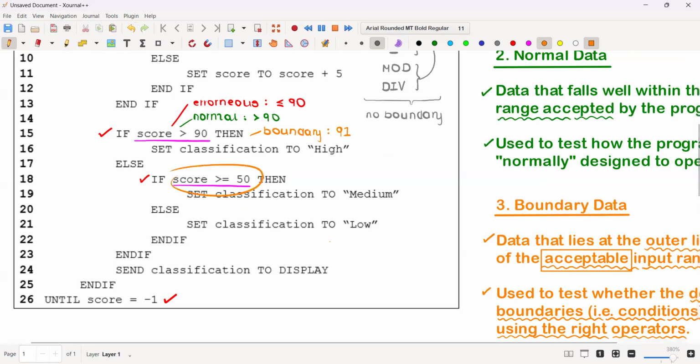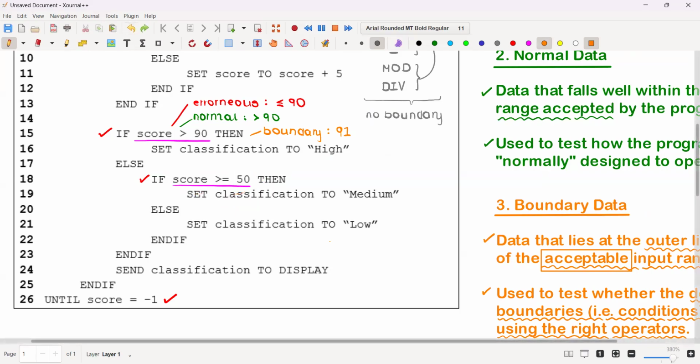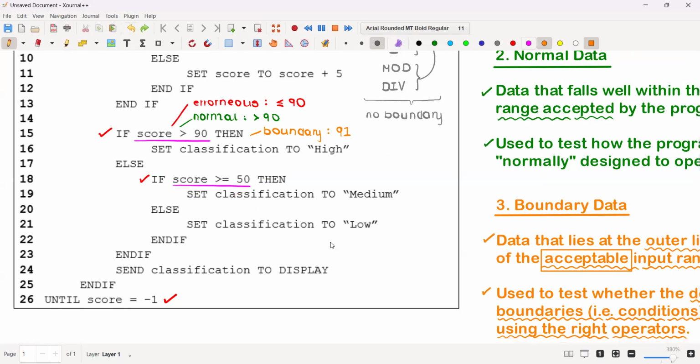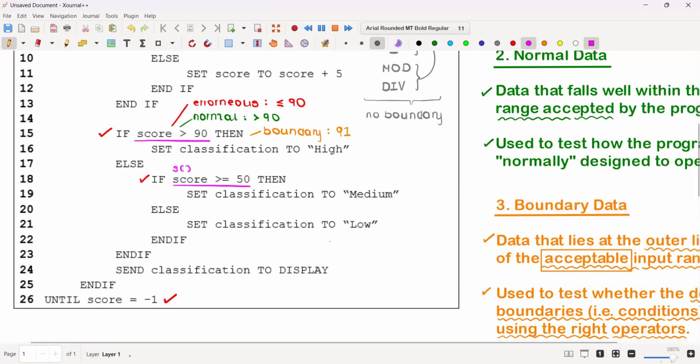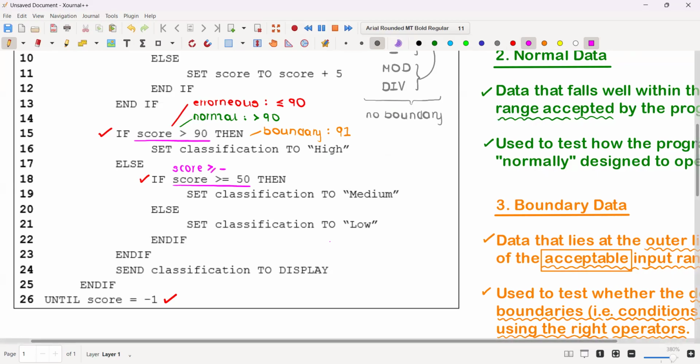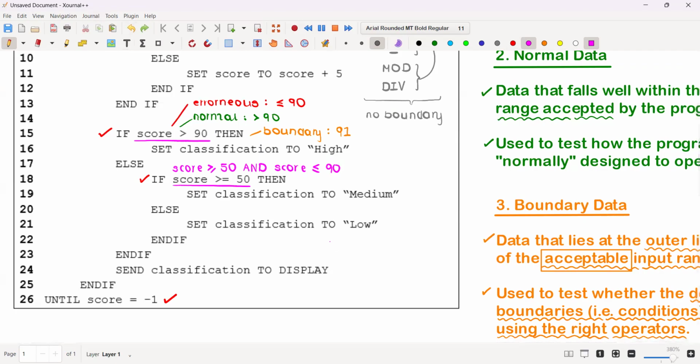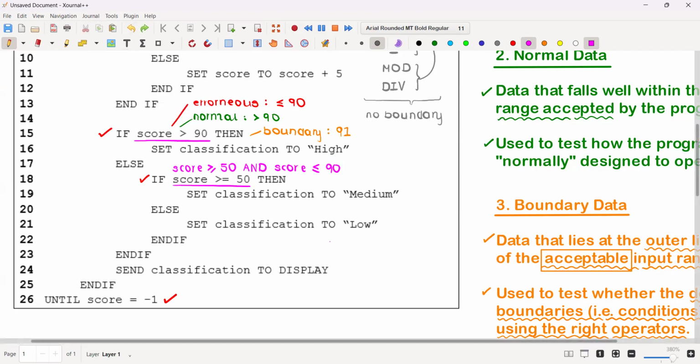So you have to be very careful about conditions like this, right? This particular condition isn't really just a score greater than or equal to 50 condition. This condition has within itself hidden another condition. What is that? This condition is actually checking if the score is greater than or equal to 50, and it's also checking if the score is less than or equal to 90, because this condition is nested after the first condition. So this is the actual true condition hidden inside this nested if condition.